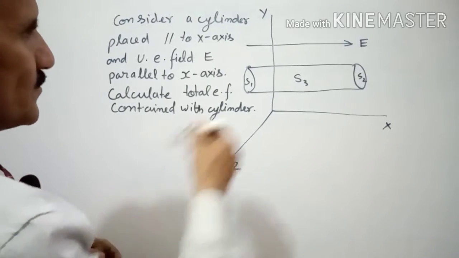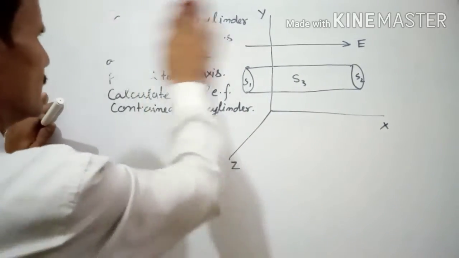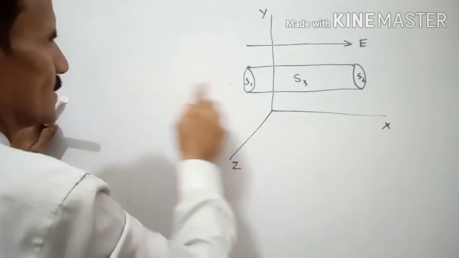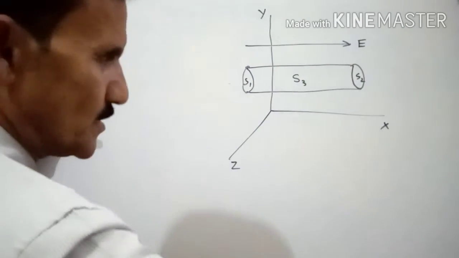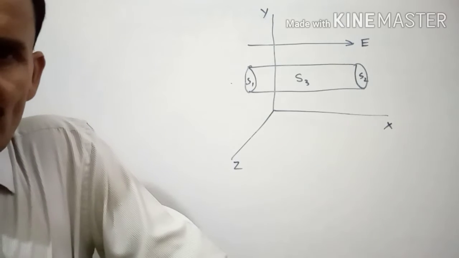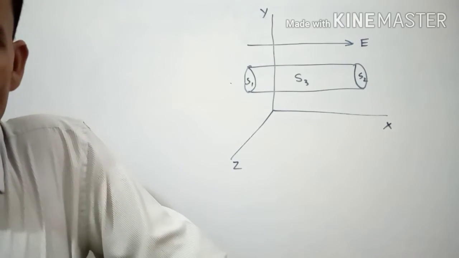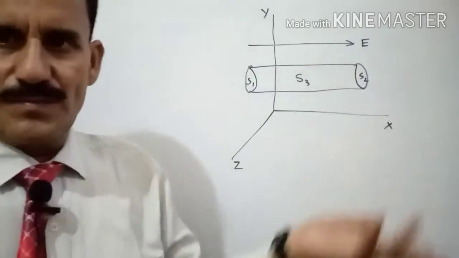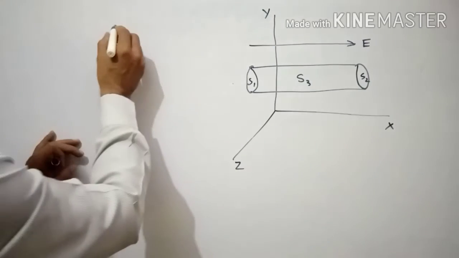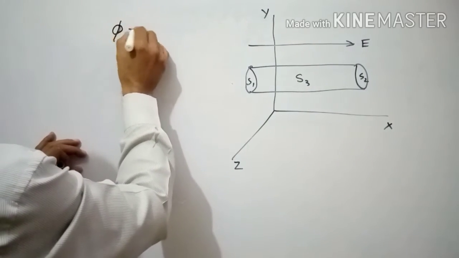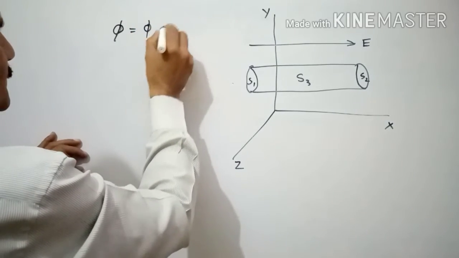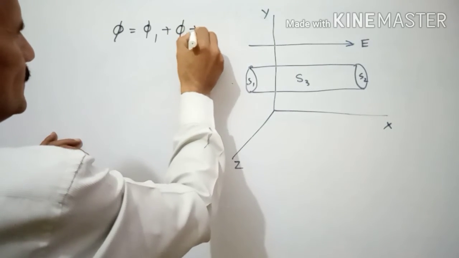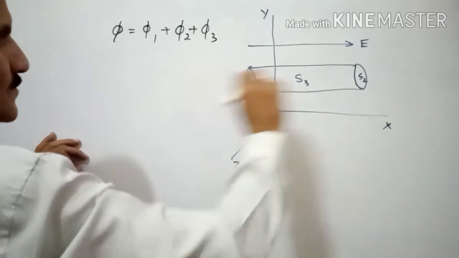So suppose S1, S2, S3, and now we shall write less and do mathematics more. Suppose these are S1, S2, and this curved surface is S3. In fact, in a cylinder, there are only three surfaces. These are circular, and this is curved. So the total electric flux can be written as, suppose it is phi 1, phi 2 for the curved, and phi 3 for the S2.